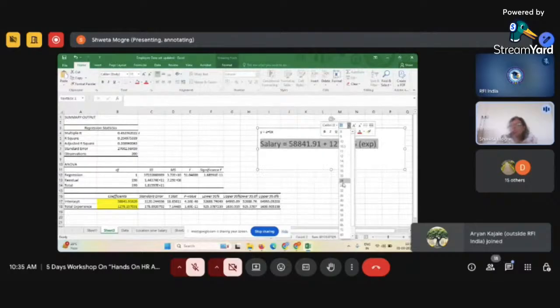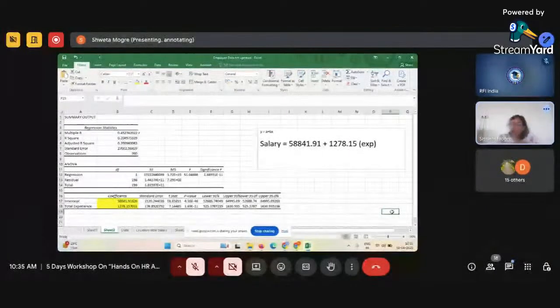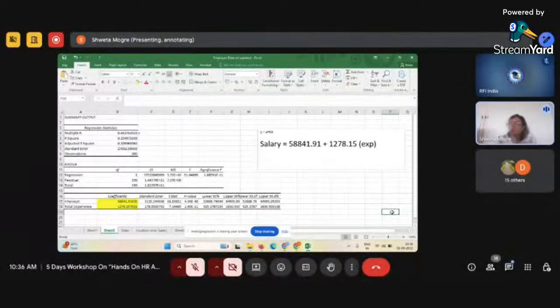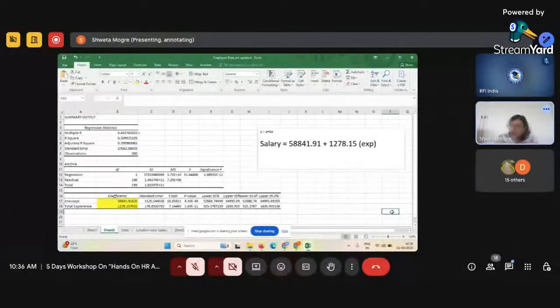So what does it mean? Is it visible to everyone? I have written the equation on my screen: salary equal to 58,841 plus 1,278 multiplied with experience. Is it visible now? Yes, ma'am. Yeah. So now I'm explaining the meaning of intercept and slope.